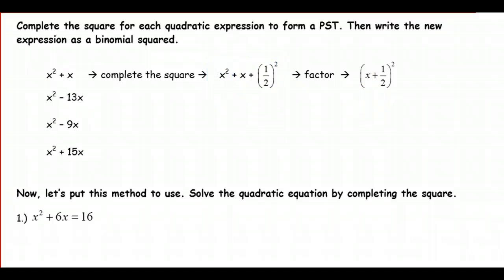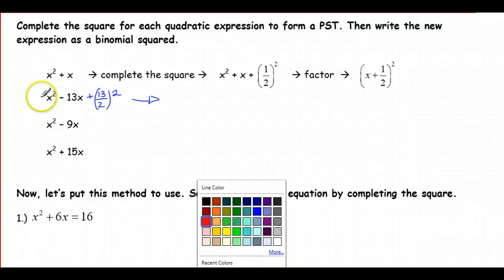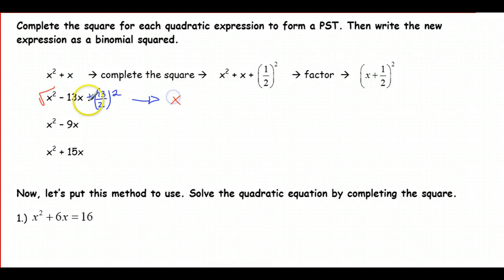All right, let's do some practice. So in this first example, if I want to create this binomial, or make this binomial become a PST, we're going to add on 13 over 2 squared. And then if I want to factor this, I would take the square root of the first term, which is x, the square root of the last term, which is 13 over 2. I would take my symbol, which is a minus, and I would square the parentheses. So now I have factored the PST.